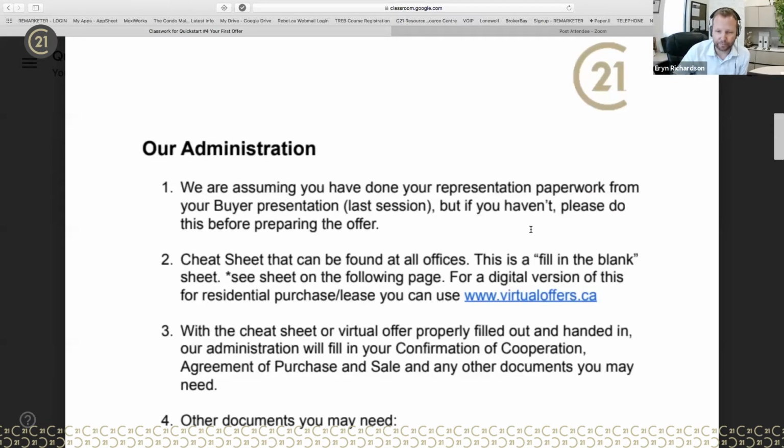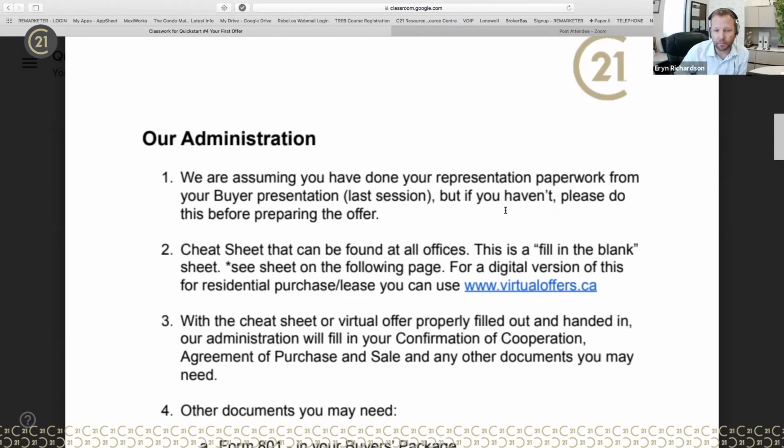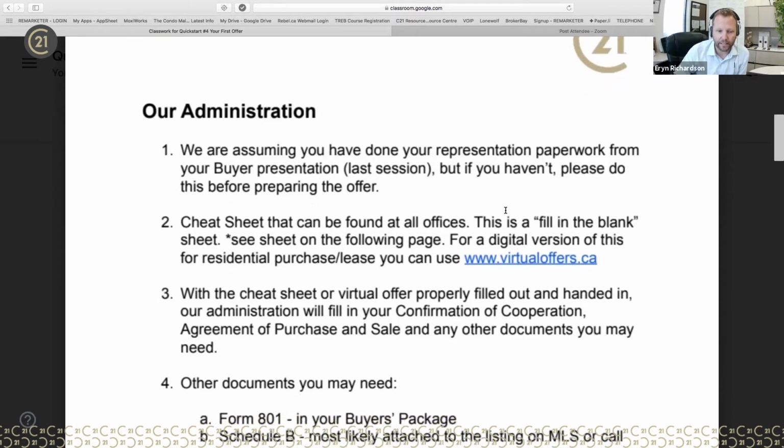Our administration are here for you to help type offers. We're assuming you've done your representation paperwork from the buyer presentation in the last session, but if you haven't, you've got to do that, right? If you're comfortable with web forms, that's fine. You can use web forms. If you're not, and you want to use our cheat sheet, we do have a physical cheat sheet you can fill out, pen to paper.